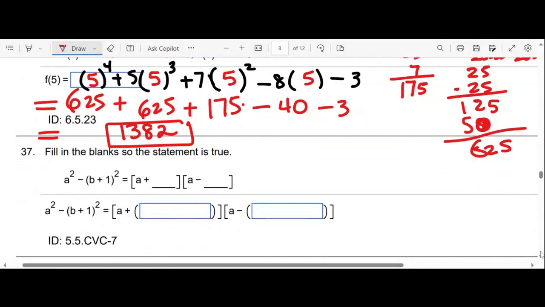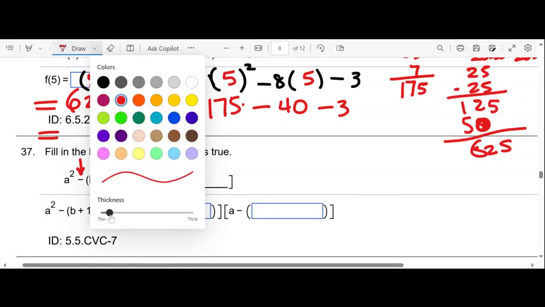Next question. Fill in the blank so the statement is true. I have a squared minus b plus 1, all squared. This is the difference of what squared, right?